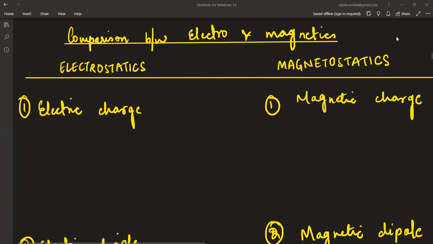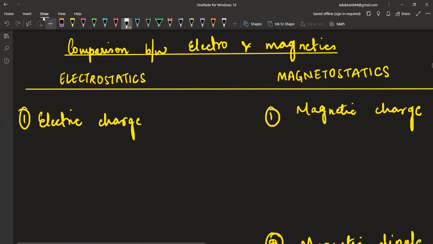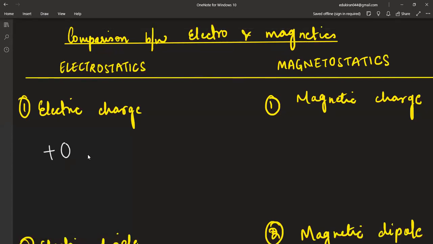See class, now regarding the comparison of electrostatics and magnetism, why are we studying it as a comparison? Because you just have to convert it. The analogs, like we have the concept of electric charge, right? Plus Q, minus Q, these are the two types of electric charges which exist. SI unit is coulomb. We are all aware of this. This was the first topic we studied.